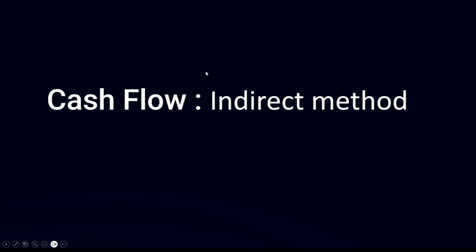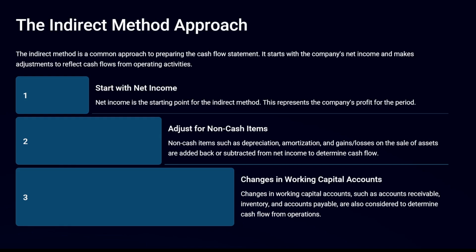Now let's look at the indirect method. This method is a common approach to preparing the cash flow statement. Big multinational companies use this method. It starts with the company's net income and makes adjustments to reflect cash flow from operating activities. The net income is the starting point for the indirect method. This represents the company's profit for the period, and we get it from the income statement. You start to see how different financial statements are related.